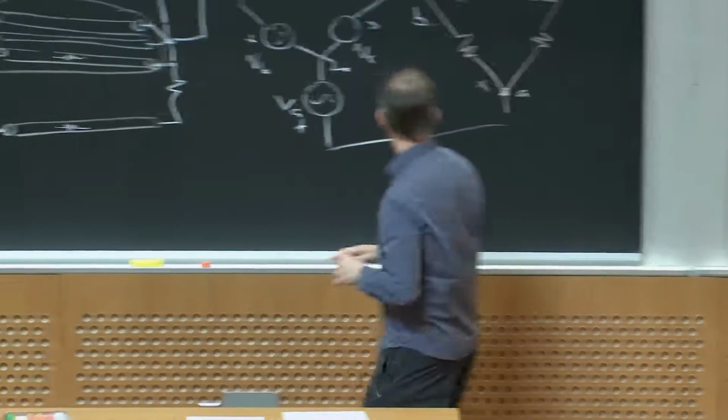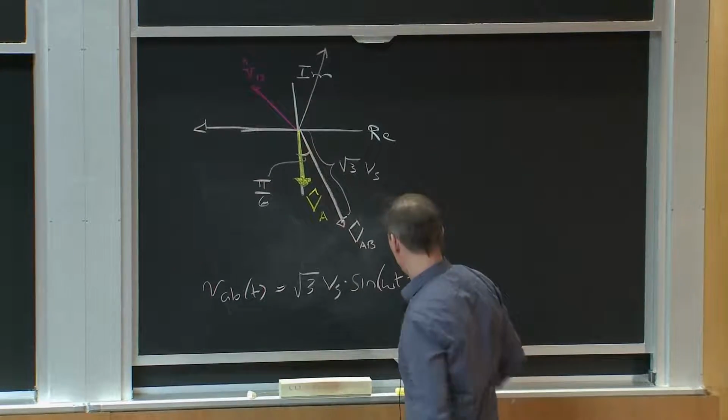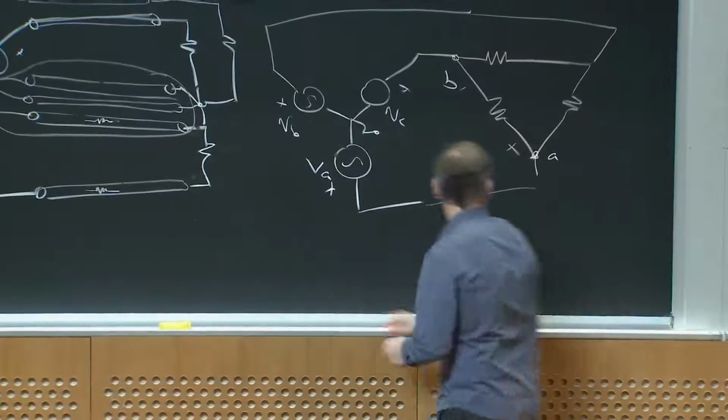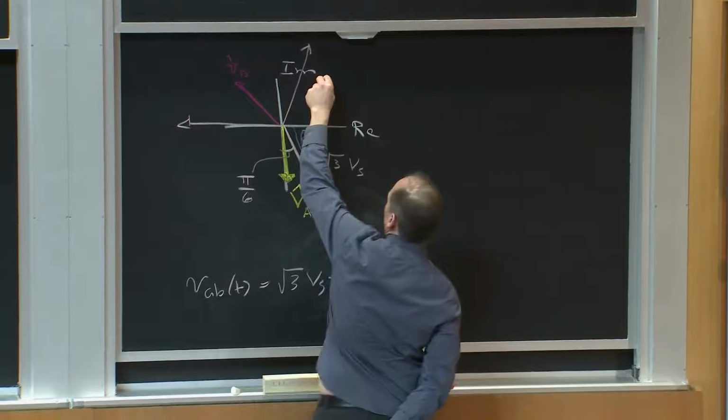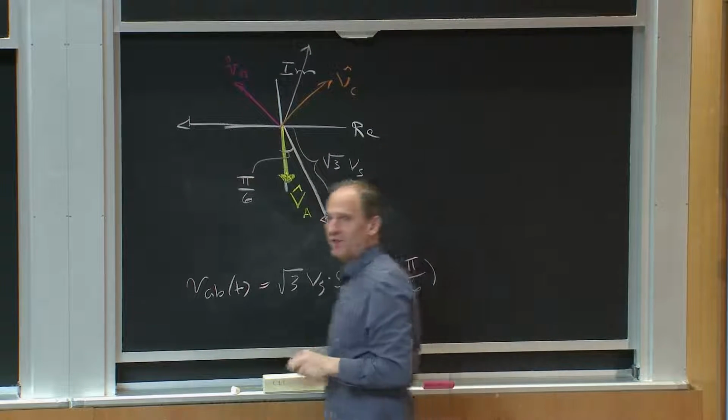And when I say balanced, I mean the three of them add to 0 instantaneously at any given time. I guess I left off my third phase here, which should have been like this. BC. Okay, any questions about that?